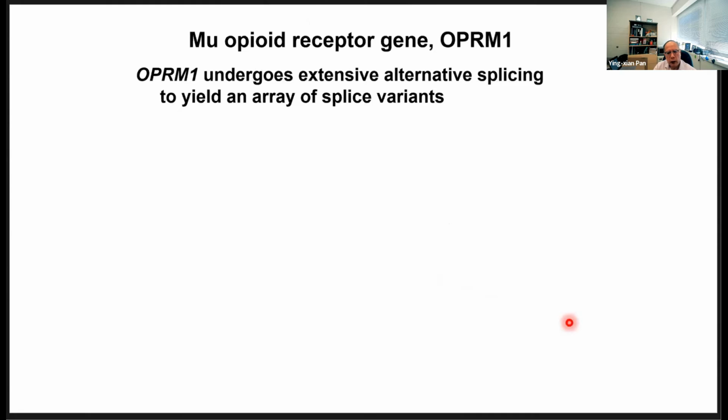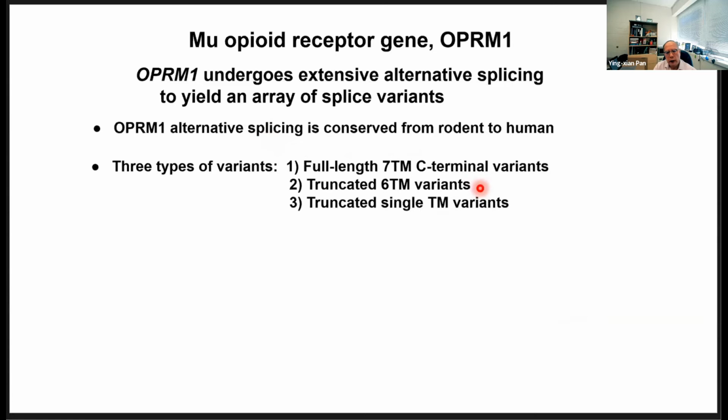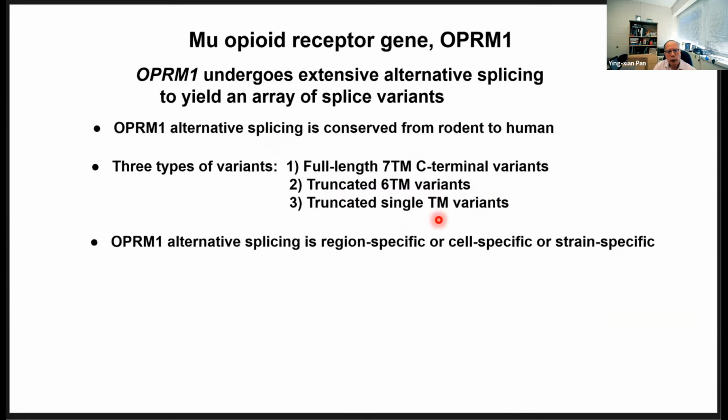Driven by this hypothesis, our lab and others have identified multiple splice variants over the past two decades. We demonstrated that extensive OPR1 alternative splicing is conserved from rodent to human. Based on the receptor structure, these variants can be categorized into three types. The first is the full-length 7-TM C-terminal variant. The next two are the truncated 6-TM or single-TM variants. We also show the OPR1 splice variants are region-specific, cell-specific, or strain-specific.